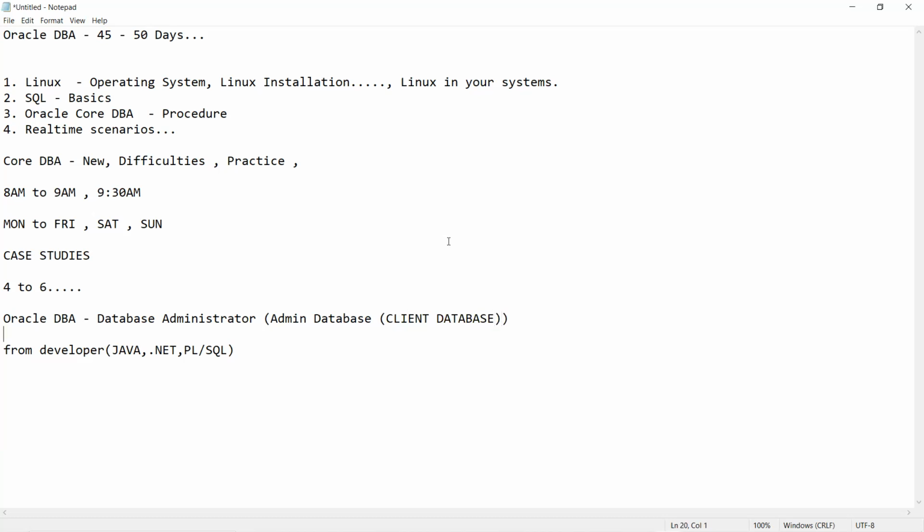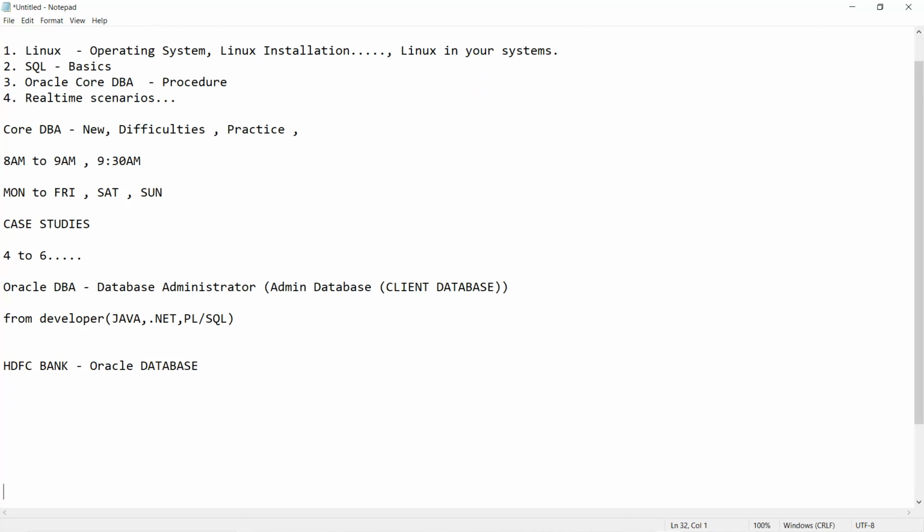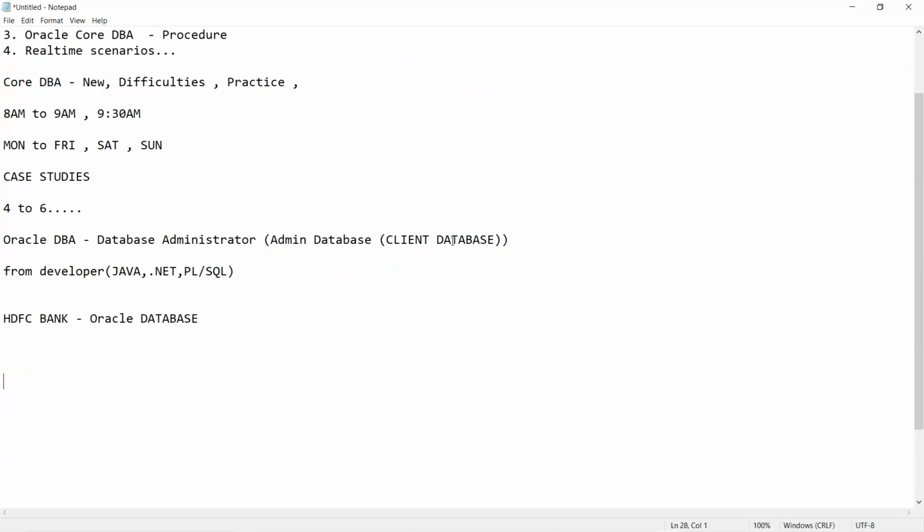Let me take an example. I have one client, for example HDFC Bank. Their transactions, their daily work, everything will be stored finally in an Oracle database. So why Oracle database? Why can't it be other databases?